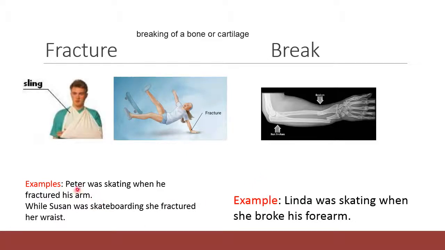Let's check some examples. Peter was skating when he fractured his arm. While Susan was skateboarding, she fractured her wrist. Linda was skating when she broke her forearm. So you can use fracture or break when you break a bone.